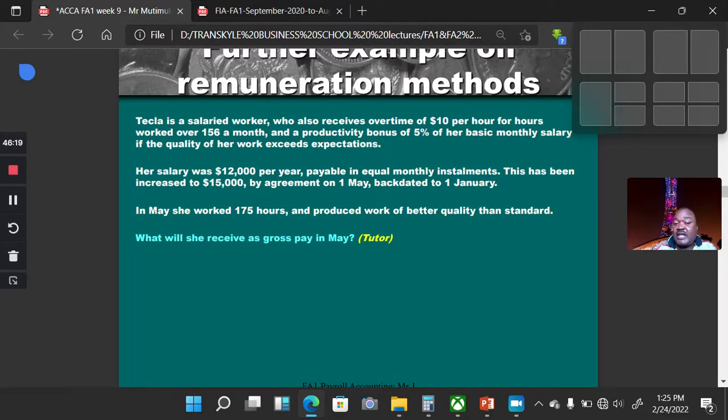In May, she worked 175 hours and produced work of better quality than standard, which means she's entitled to the quality component of the bonus. What will she receive as gross pay in May? Let us start by computing the basic salary.